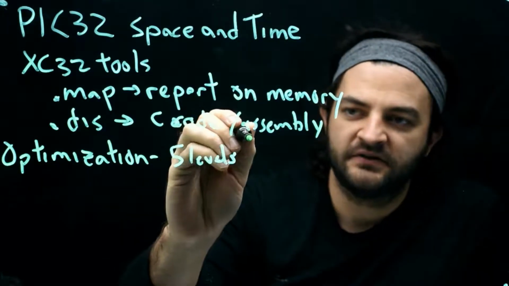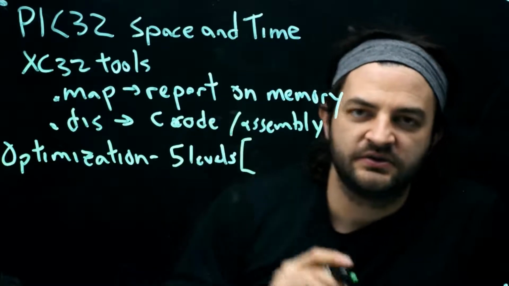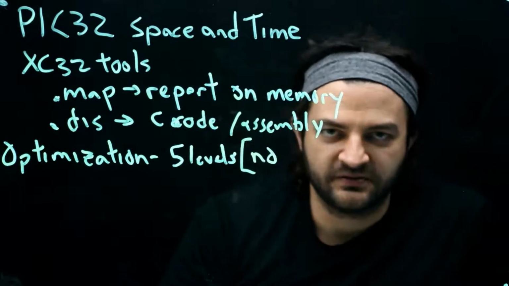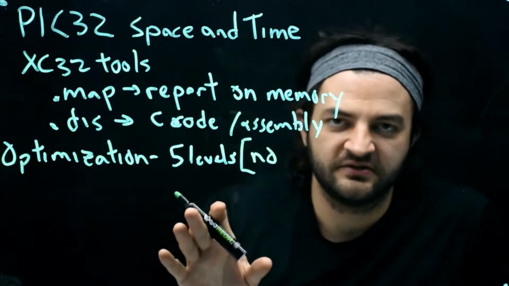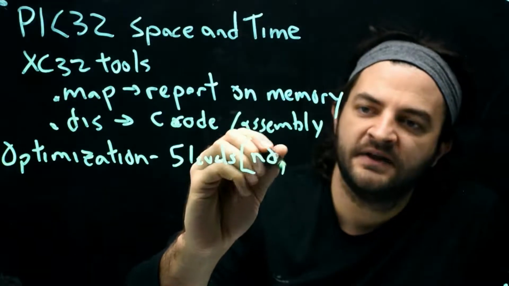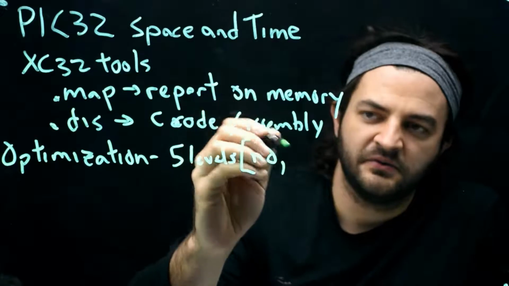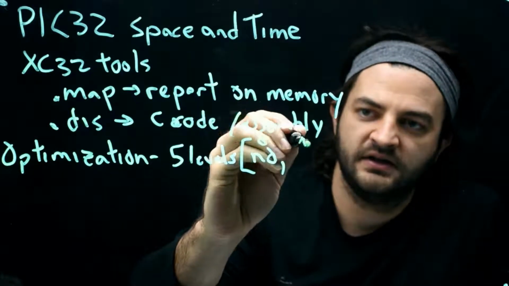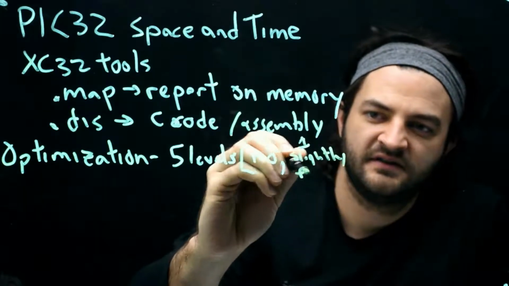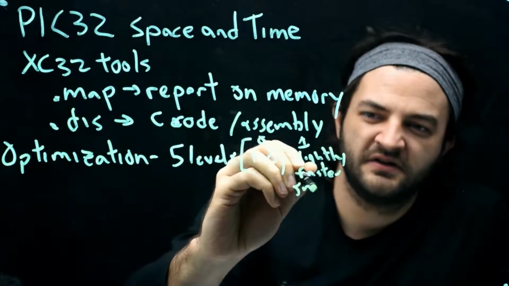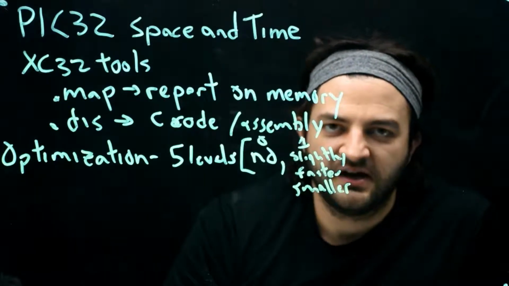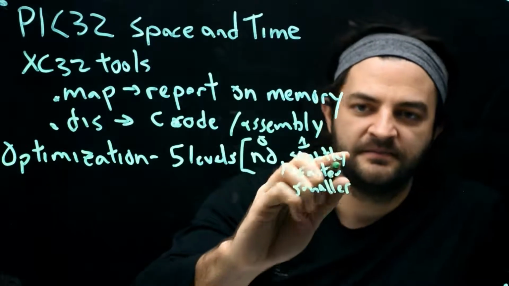So the 5 levels, the level 0, which is the most basic, is no optimization. And we never do that, but we're actually going to do that for this specific chapter so that we can see how the compiler works with no optimization. That's the straightforward way. So this is level 0. Then we have level 1, which is slightly faster and smaller. So this is like your basic bare minimum amount of optimization. This is what we compile with our makefile.